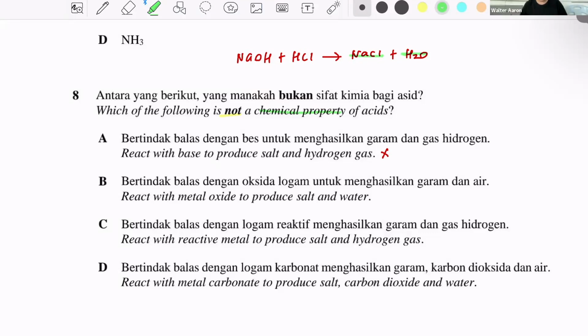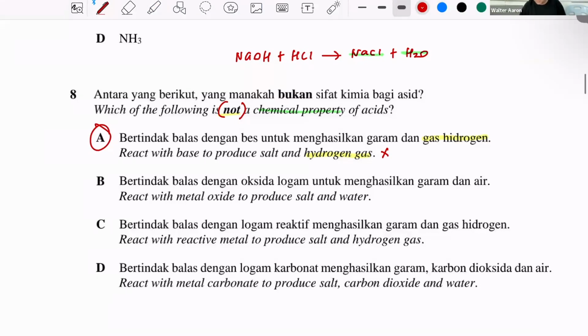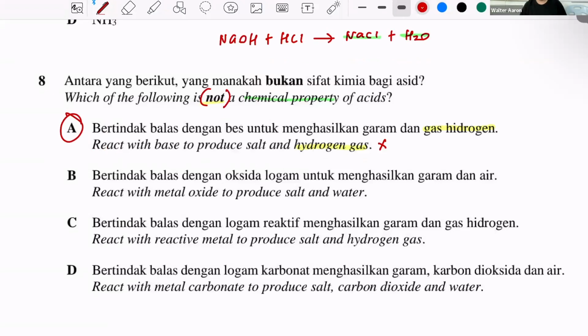So usually neutralization reaction between a base and an acid will always be able to produce a salt and water. But since this question told you that it is able to produce hydrogen gas, then I don't think that's correct really, okay? So for number 8, A is wrong because the question asked for not. So confirm A is the answer really. If you look at the rest, they are about correct. B, C, D, they're all correct. Like for example, metal oxide to produce salt and water, that's true. Okay, so acids do react with metal oxide to produce salt and water.